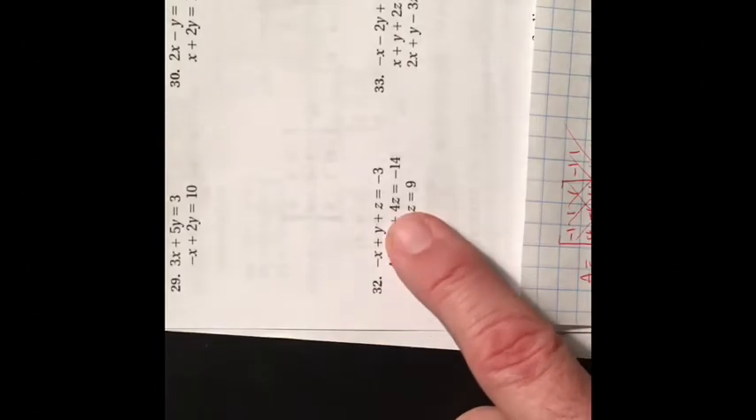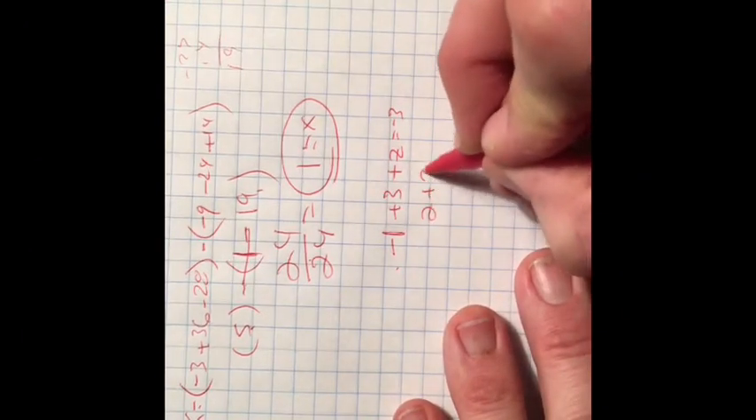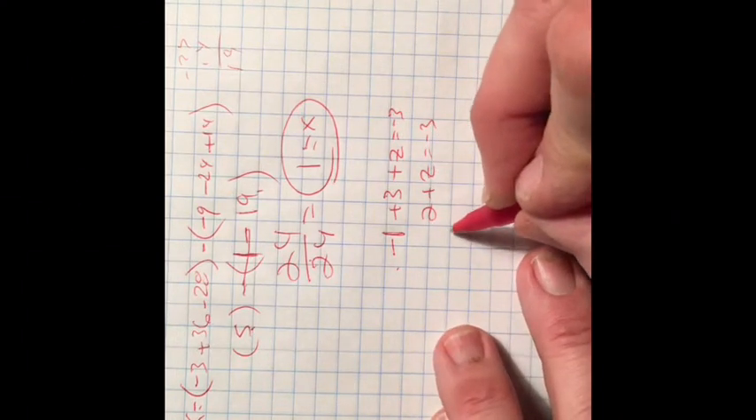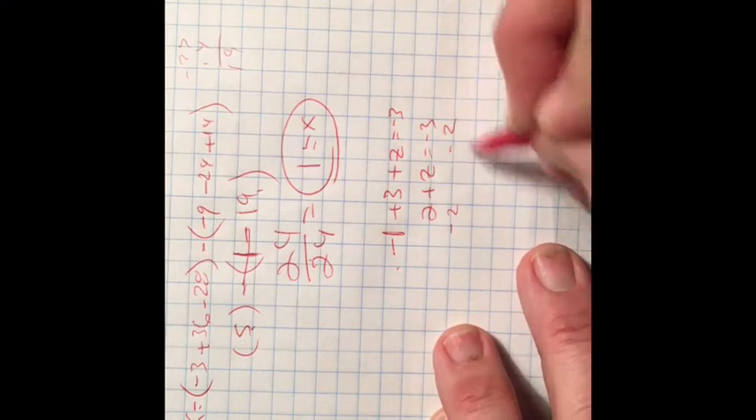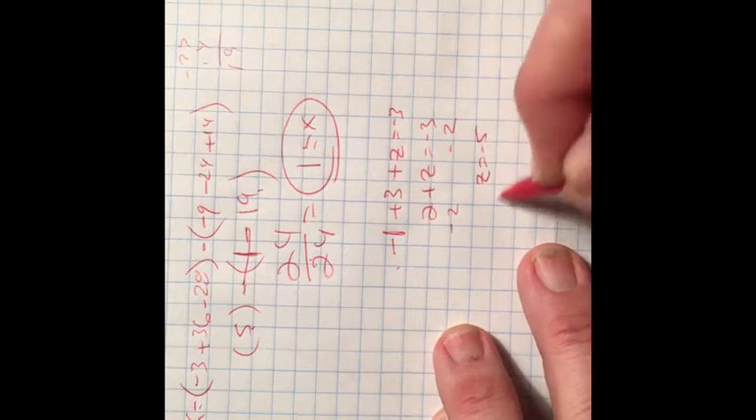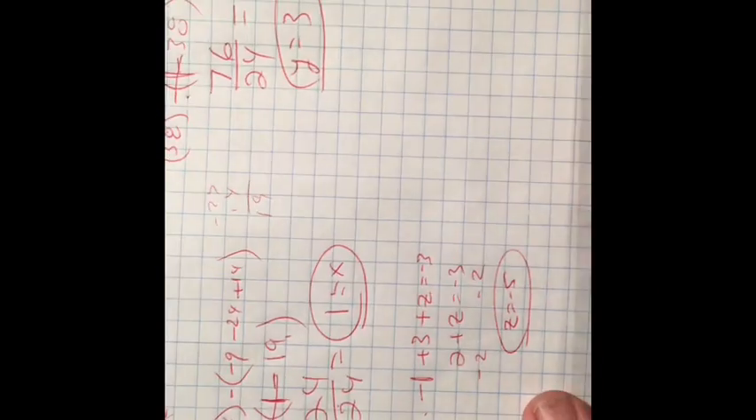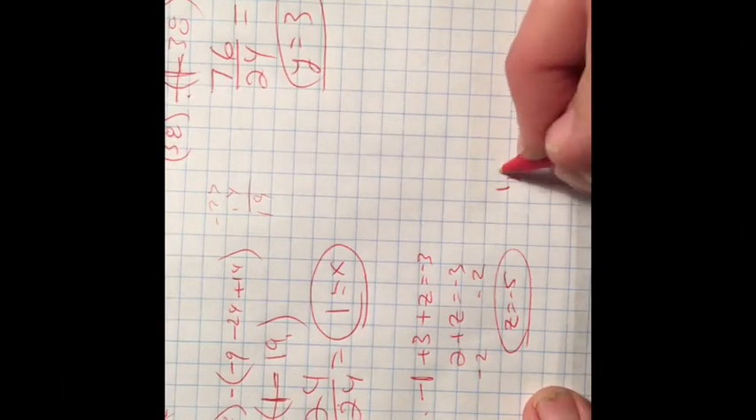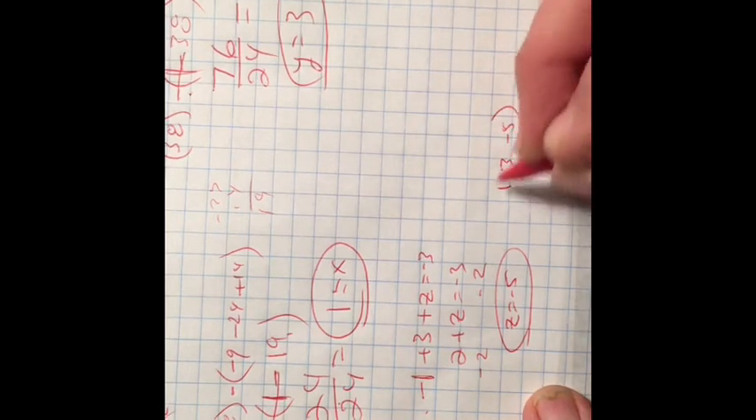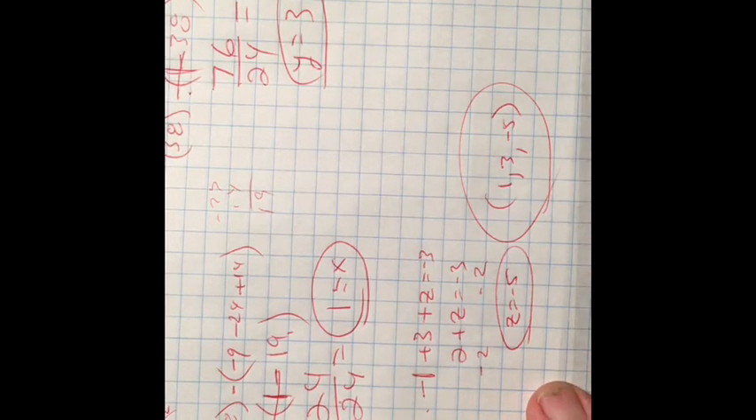Again, I'm using this first equation. I substituted the 1 and the 3 there. Now you just solve for z. This becomes 2 plus z equals negative 3. I'm going to subtract 2 from both sides. Z equals negative 5. There's my 3 answers. The full answer is going to be 1, comma, 3, comma, negative 5. That's the answer. Good luck.